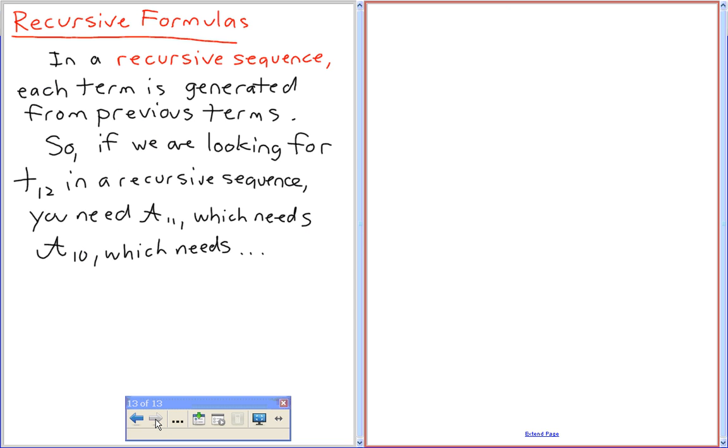T1 has a special name, so T1 is the base case, which are given numbers. Why do you need a given number in a recursive sequence? This is a really important concept, so if you're still dreaming about snow, this is the time to focus. Why do you need a base case? Why do you need to have a given number in a recursive sequence?